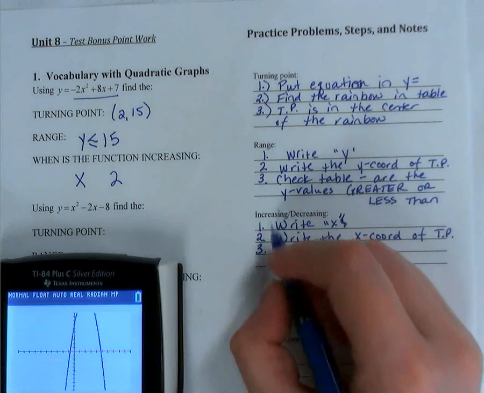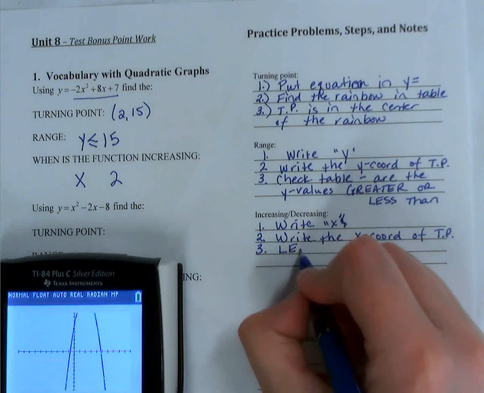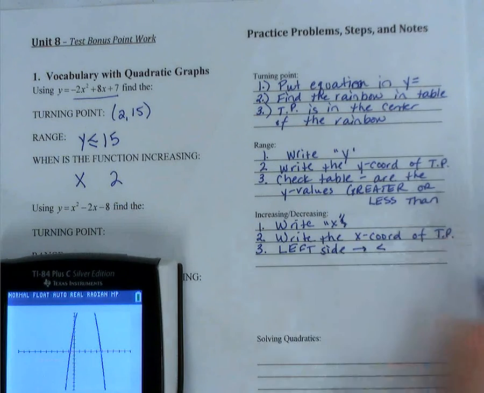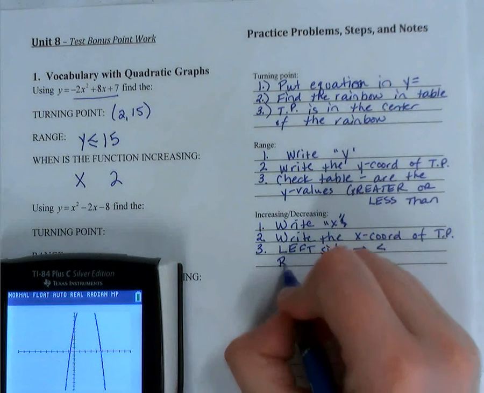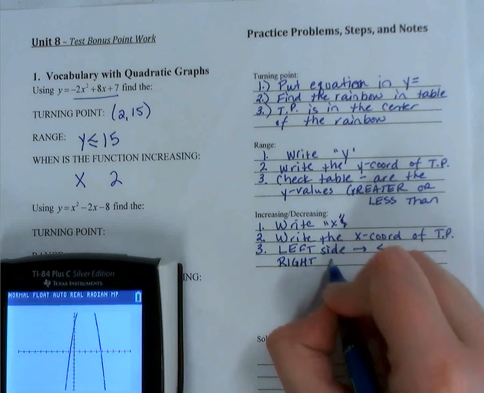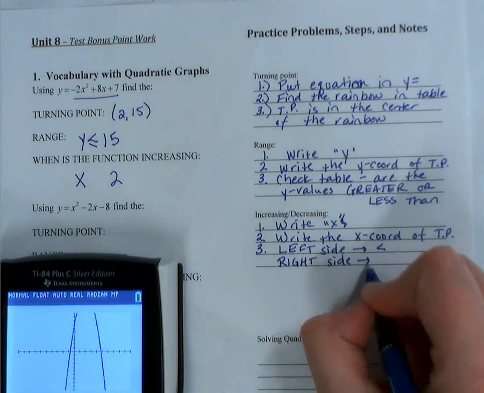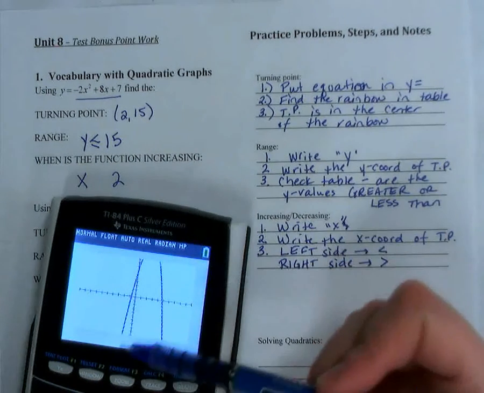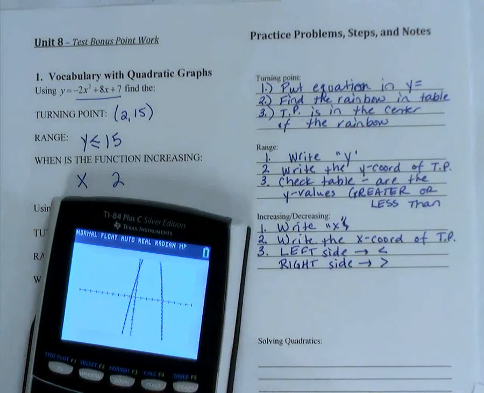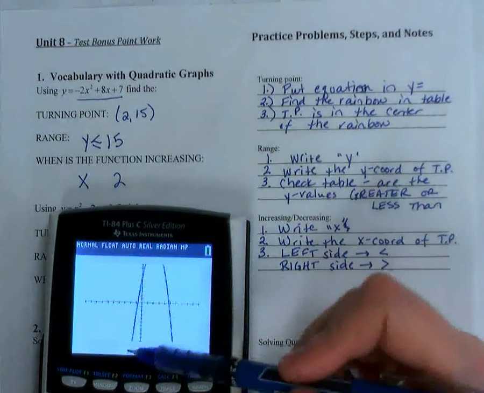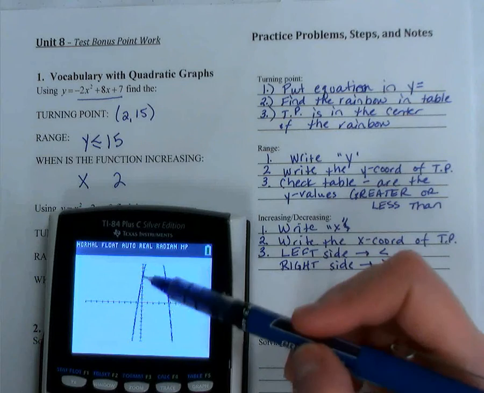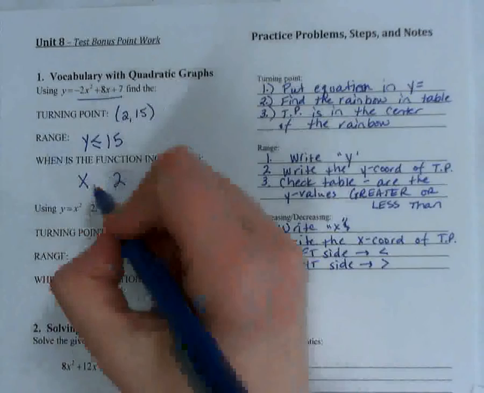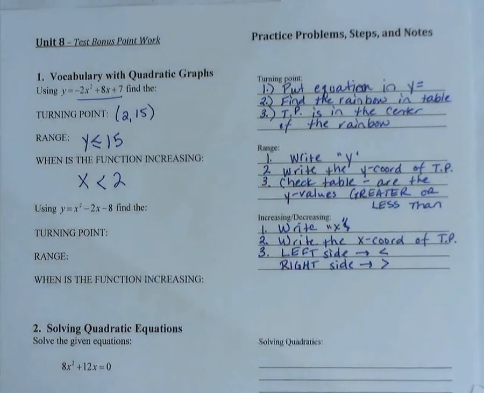If you're increasing on the left side, that means you want to use the less than. The right side means you want to use greater than. If you look at this graph right here, you read the graph from left to right. As I look at this graph on the left side, I'm going up, up, up, up. So the left side is when I'm increasing. So the left side means less than.